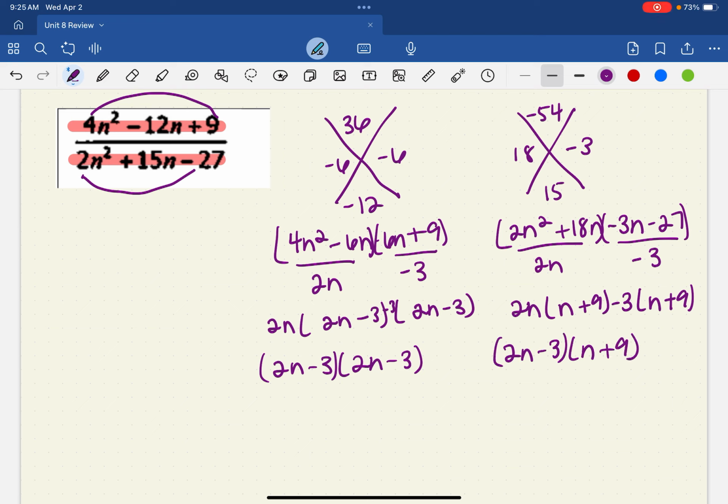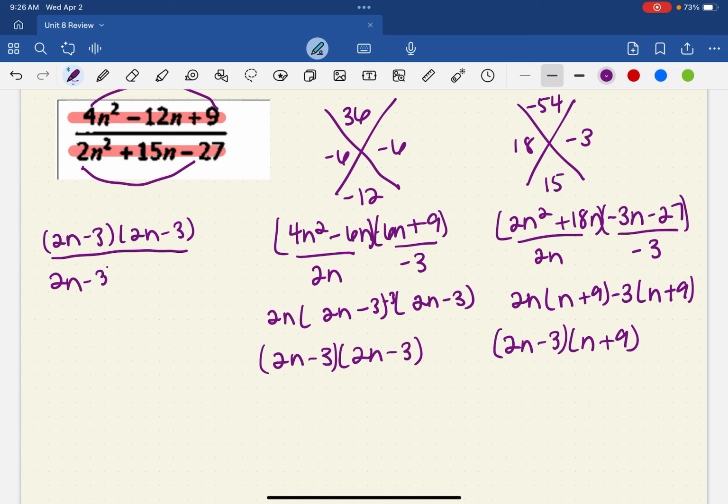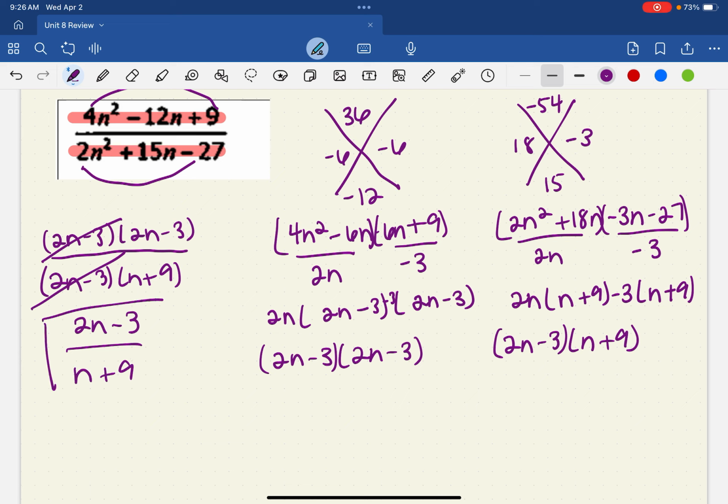Let's go ahead and put that back into our fraction. So I've got 2n minus 3, 2n minus 3. I've got 2n minus 3 again. And n plus 9. So crossing out anything that's the same. Let's go ahead and cross out, cross out. So I've got 2n minus 3 over n plus 9, and that is all I can do. So I'm good to go.